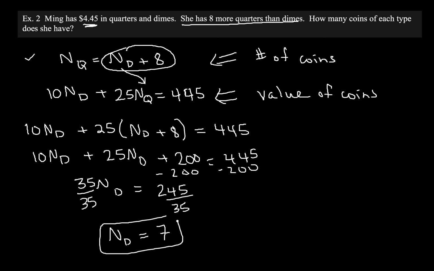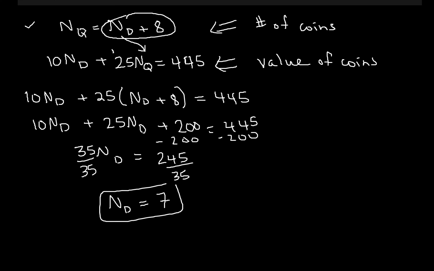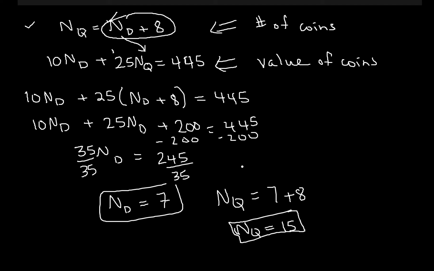And then we take that number and put it up here where it says number of dimes. So we get number of quarters equals 7 plus 8, so the number of quarters equals 15. All right, so that one's a little bit more complicated. Just remember you have your number of coins row and then you have your value row. Let's try one more.